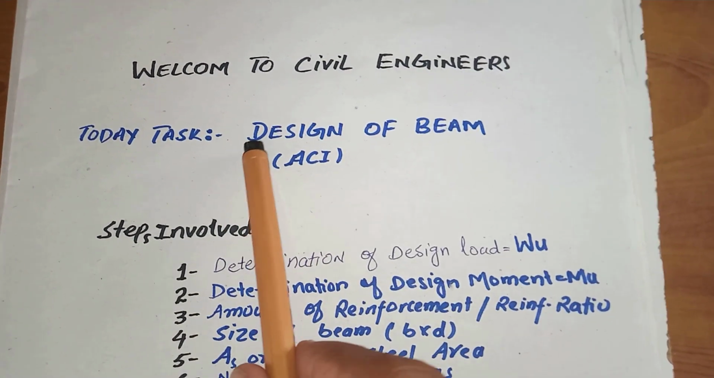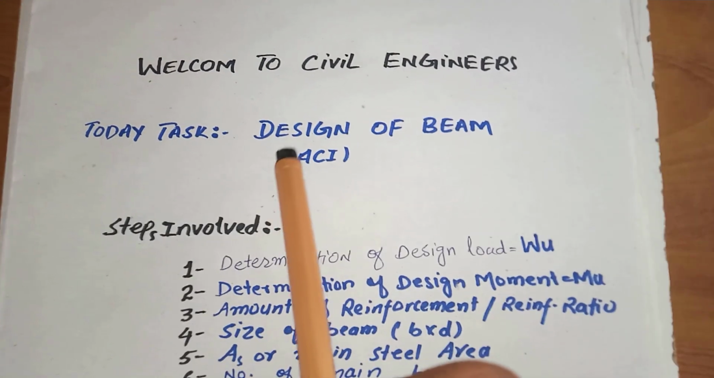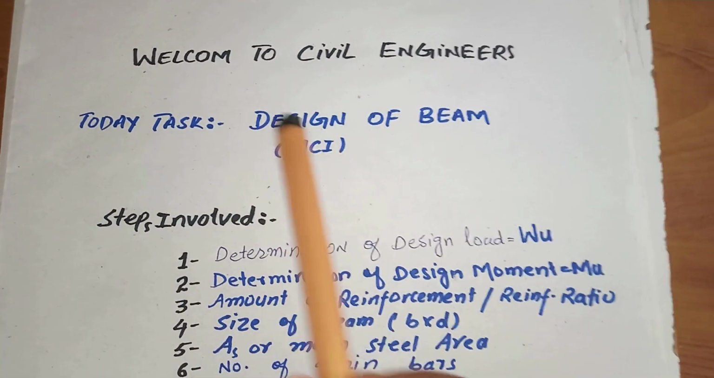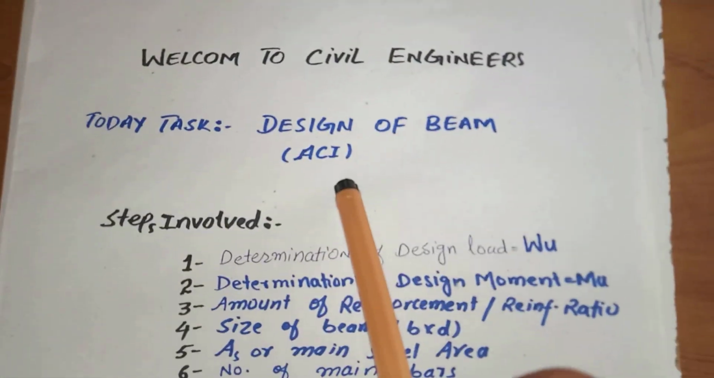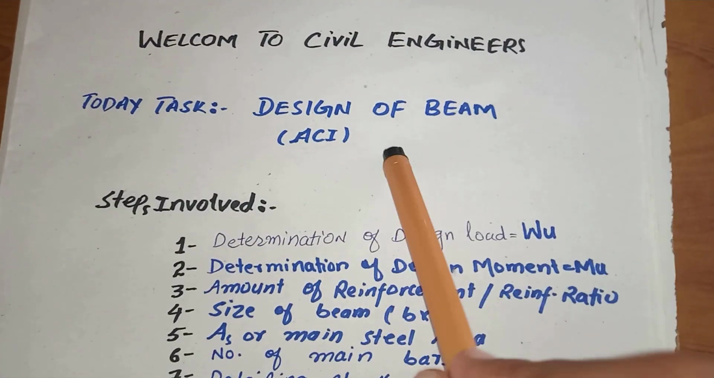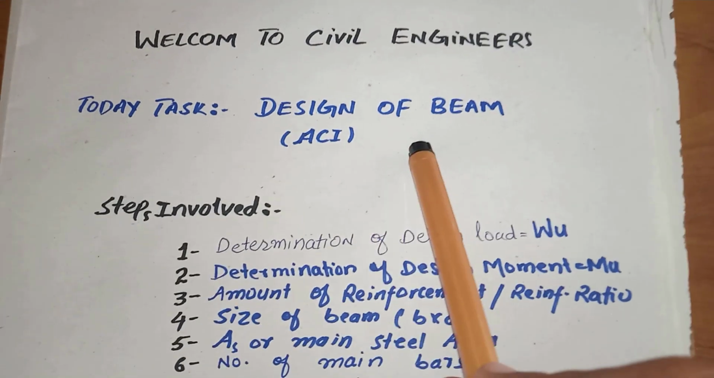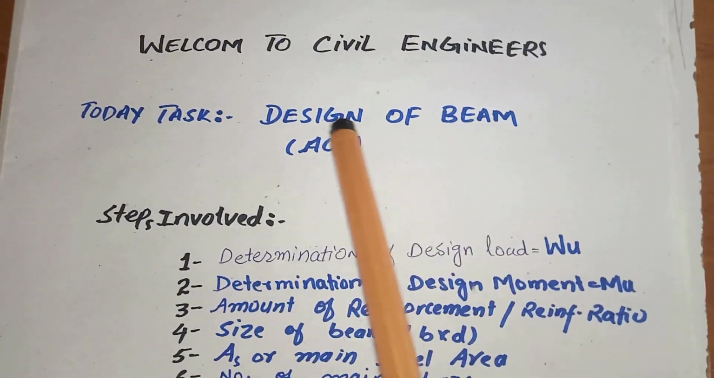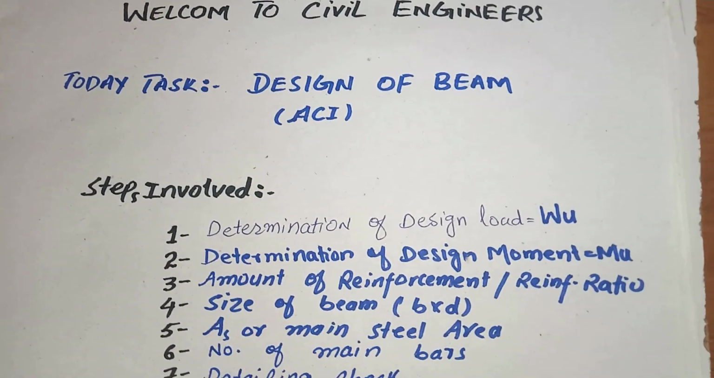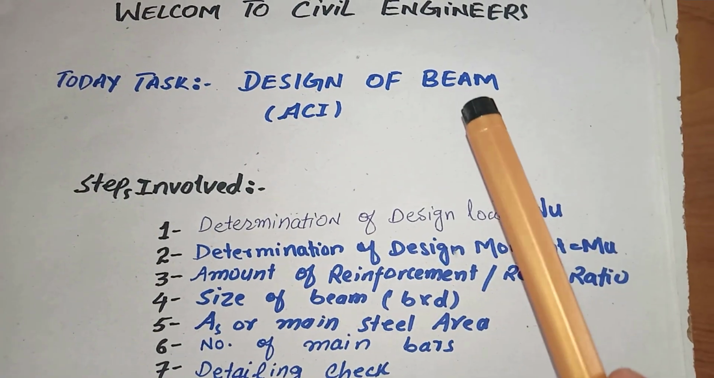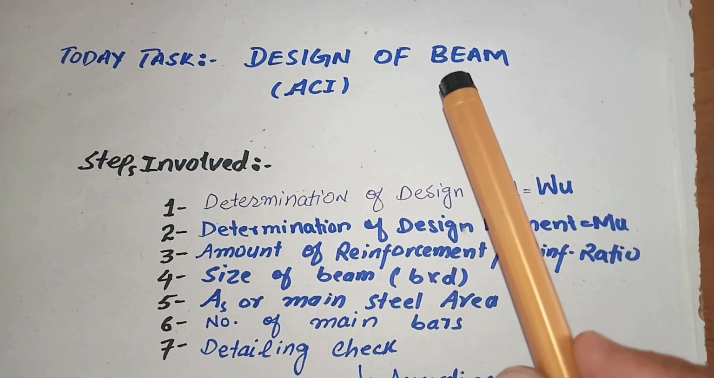In today's lecture, we will cover the topic design of beam: how to design a beam according to the American Concrete Institute ACI code. To design the beam, we will follow just 7 simple steps. What are those 7 simple steps? Let's move to those.